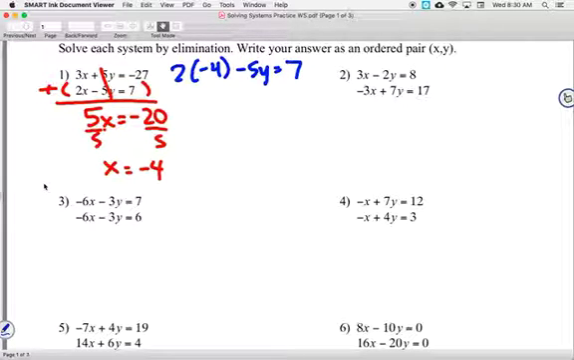Okay? Everybody with me? We should be writing all these things down. At the end of the day, hopefully we'll have about half of this done. The other half will be your homework for today. Okay? So, 2 times negative 4 is negative 8 minus 5y equals 7.